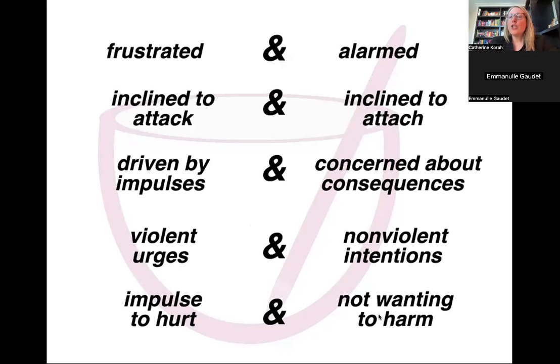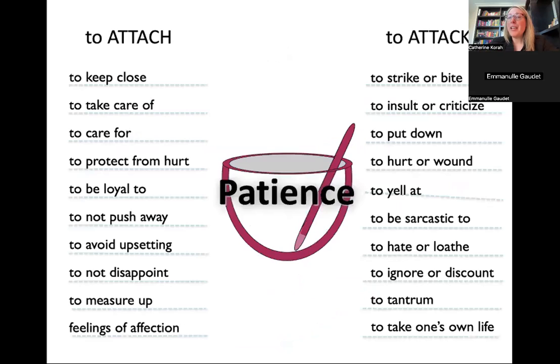The want to not harm is what will temper the impulse to hurt. And this is what we call patience. So for example, if you want to strike or bite, it's the keeping close that will help temper it. To insult and to criticize is to want to take care of that person, and that will help temper it. To have the impulse to put somebody down, to care for them, is what will help for us not to do it. To hurt or to wound is to protect from hurting the other person.